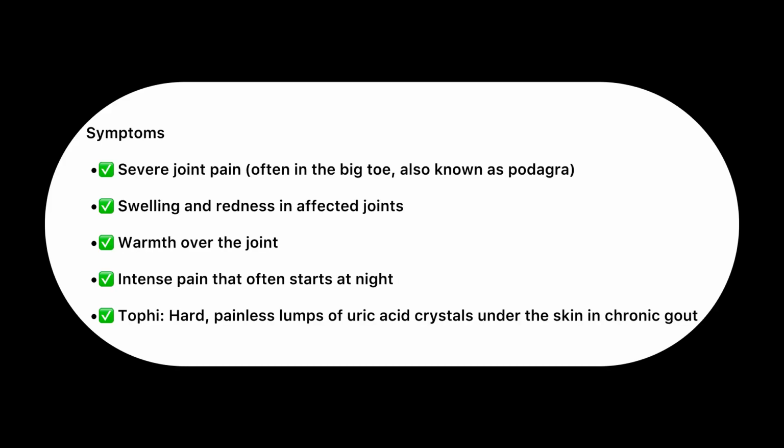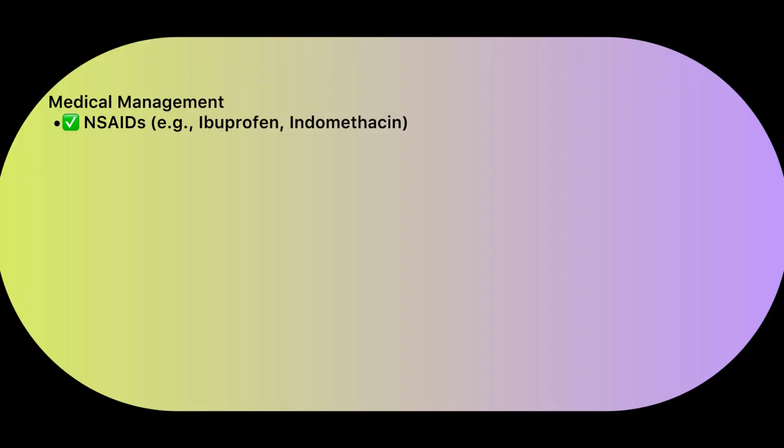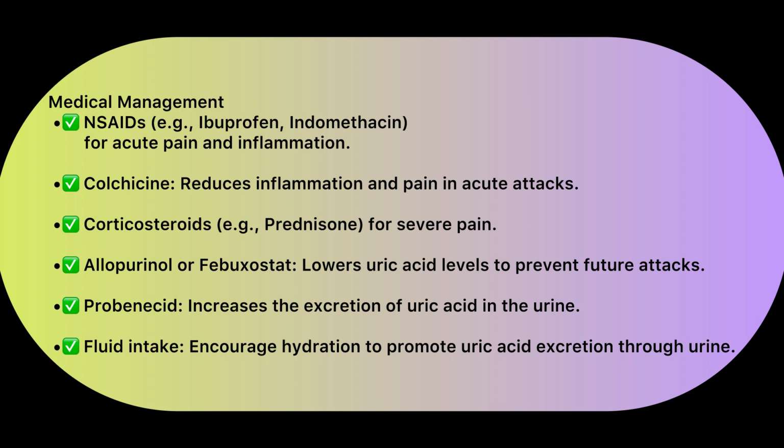Signs and symptoms of gout are severe joint pain, often in the big toe, swelling and redness in affected joints, warmth over the joint, intense pain that often starts at night, tophi, hard, painless lumps of uric acid crystals under the skin in chronic gout. And for the medical management, we use NSAIDs for acute pain and inflammation, colchicine to reduce inflammation and pain in acute attack, corticosteroids for severe pain, allopurinol or febuxostat to lower uric acid level to prevent future attacks.